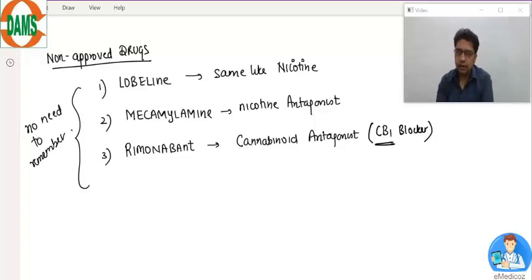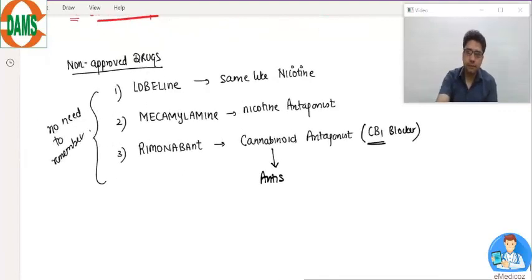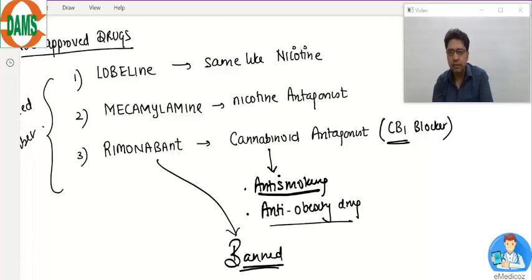Remember, when a person takes cannabinoid like bhang, charas, ganja and all, it stimulates appetite. Rimonabant was approved as an anti-smoking drug and also as an anti-obesity drug, because by blocking the cannabinoid receptor it will suppress appetite. But this drug now has been banned. This drug is given in your books, that is why I am telling you. Again, suicides.